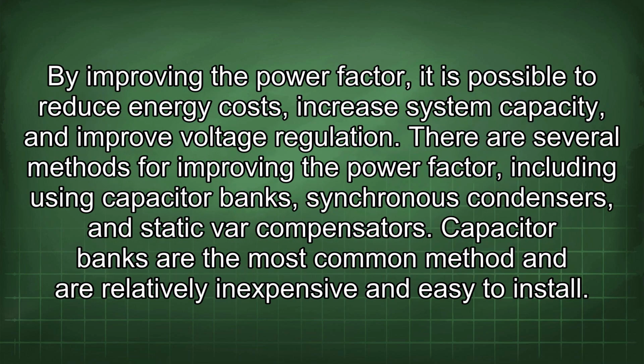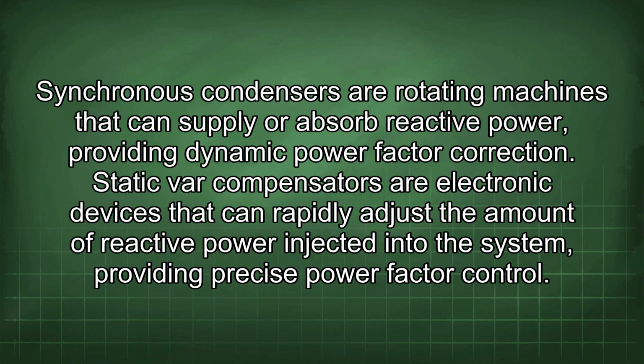By improving the power factor, it is possible to reduce energy costs, increase system capacity, and improve voltage regulation. There are several methods for improving the power factor, including using capacitor banks, synchronous condensers, and static VAR compensators. Capacitor banks are the most common method and are relatively inexpensive and easy to install. Synchronous condensers are rotating machines that can supply or absorb reactive power, providing dynamic power factor correction.